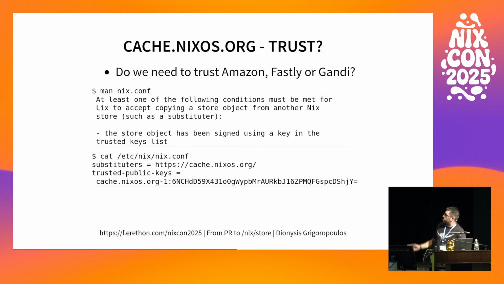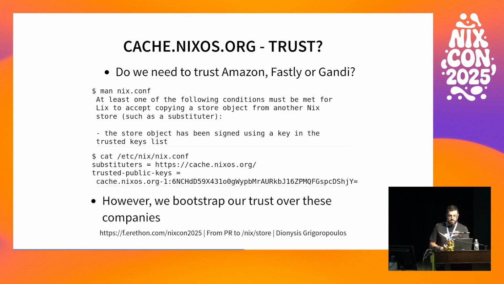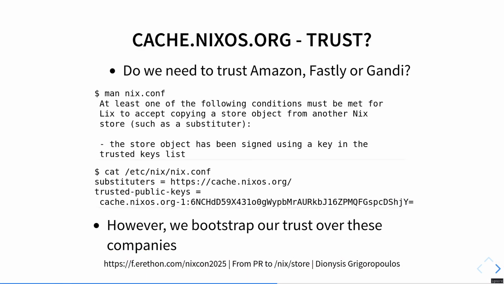And this is the default configuration for nix.conf. We have a public key for cache.nixos.org. As Arjen said yesterday, this hasn't been rotated in, I think, 10 years, but there's work being done on allowing multiple signatures on a package to be able to rotate this key. It is important to note, however, that we bootstrap our trust over these companies. When we first download the ISO, all the information we have for the ISO is coming from Fastly.